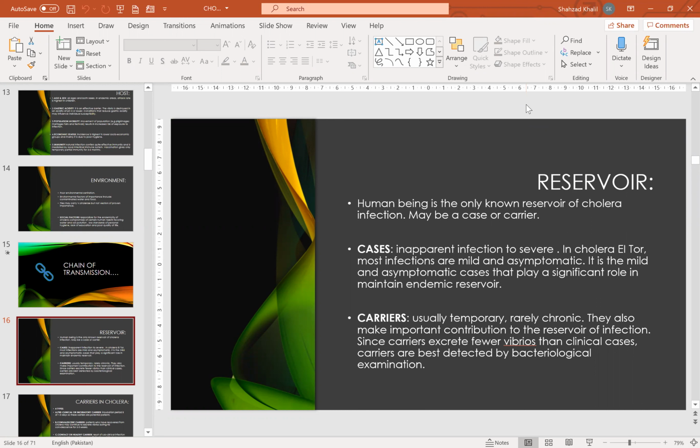Carriers are usually temporary, rarely chronic. They also make an important contribution to the reservoir of infection. Since carriers excrete fewer Vibrios than clinical cases, carriers are best detected by bacteriological examination.